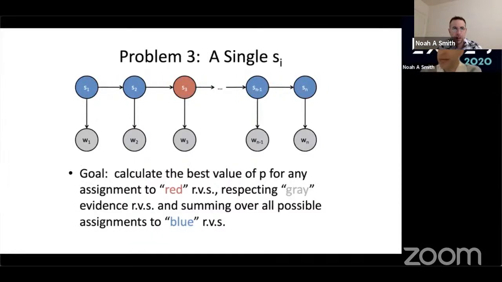Problem 3 is interesting because now we can use the same abstract goal formulation: calculate the best value of P for any assignment to the red random variables, respecting the gray random variables, and summing over all possible assignments to the blue ones. But now we're interested in picking one state, let's say state 3, and finding its most probable assignment, or maybe the distribution over its values, after summing over all the possible assignments for all the blue variables, all the other states. So we're thinking about just a single state at a time here.